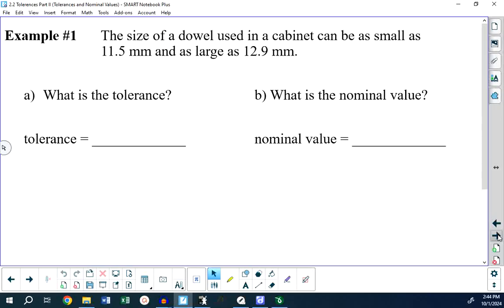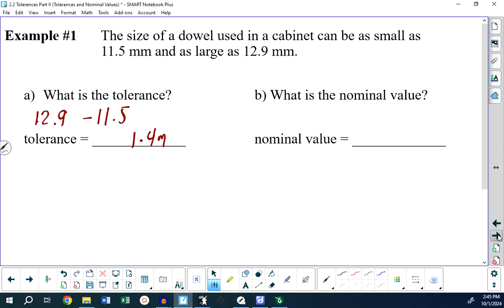Let's write that down. I think we can leave out the units until we get to the end. What does that give us, Kelvin? 1.4. So the tolerance is 1.4 millimeters. How do we find the nominal value?